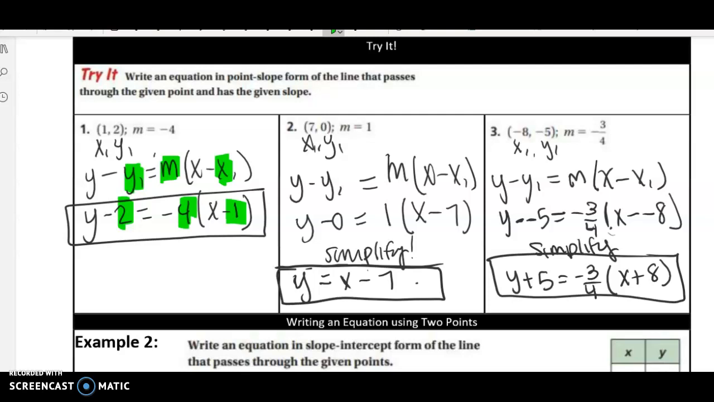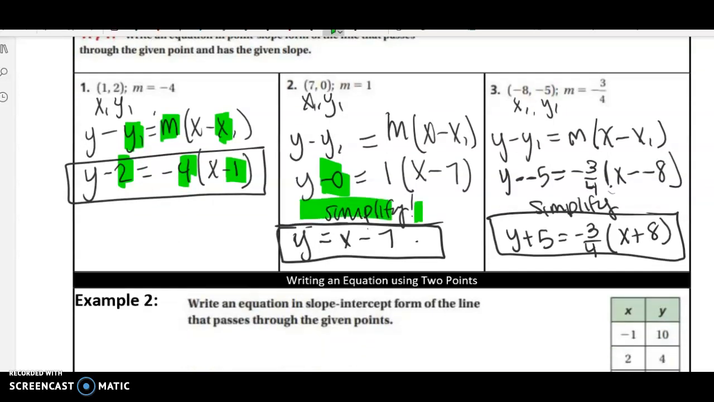And then the second one, same thing. I labeled my points. Always label them, or else sometimes with point slope form we kind of confuse our x and our y and we get them in the wrong place, and that can actually really mess up our answer. So when I plugged in my y1, I got 0 here, and then my slope was 1, and then x minus 7. And so I want you to simplify it.